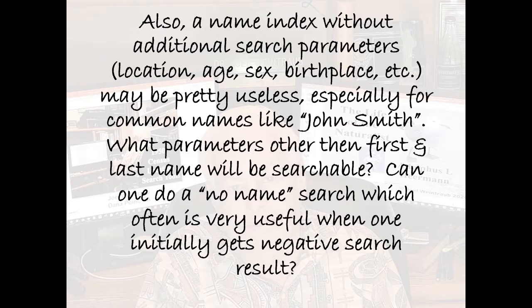Also, a name index without additional search parameters, such as location, age, sex, birthplace, would be pretty useless, especially for common names like John Smith. What parameters other than first and last name will be searchable? You just don't have a name index. Can one do a no-name search on all those variables, which often is very useful when one initially gets negative search results? I don't know.